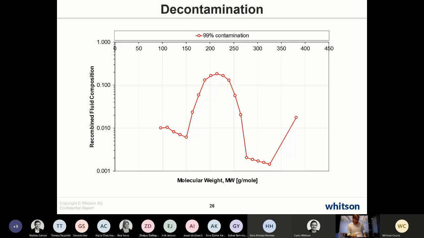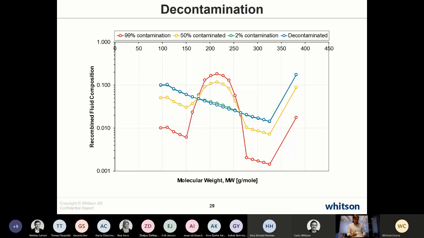But we clearly see a hump here between C12, I believe, and C20. And as the contamination level is reduced to 50%, we see this hump is getting smaller, and at 2% versus no contamination, it's actually a very small difference. These slides are just constructed with some data, but we see that even with synthetic data, it can be hard to differentiate graphically whether a sample is contaminated or not.